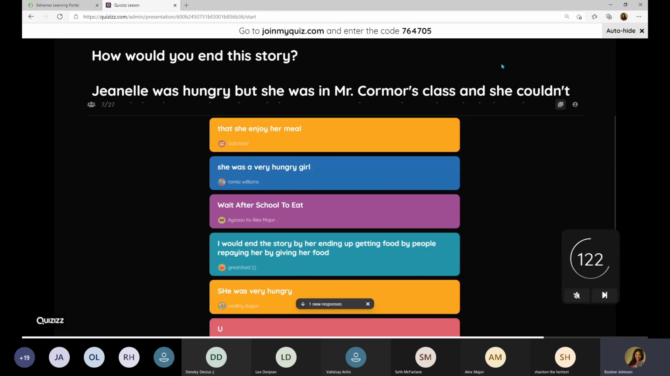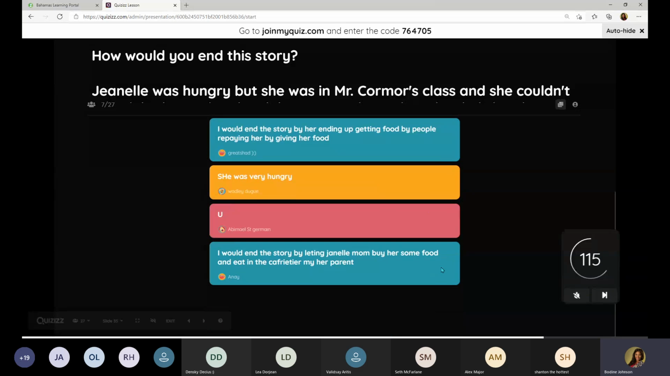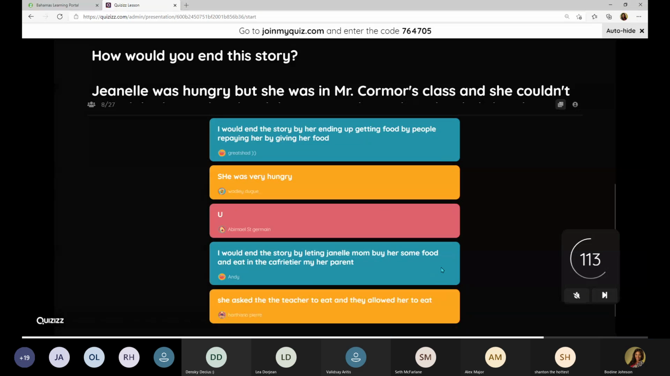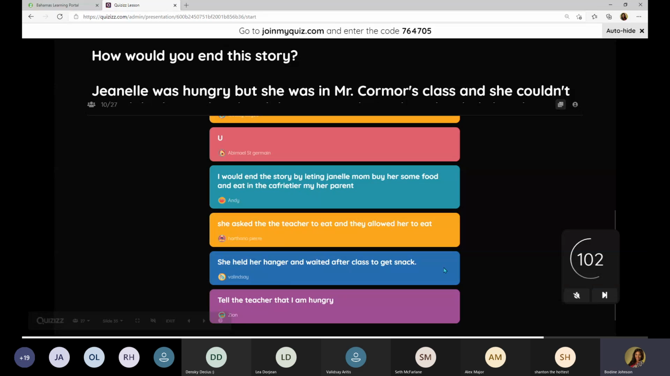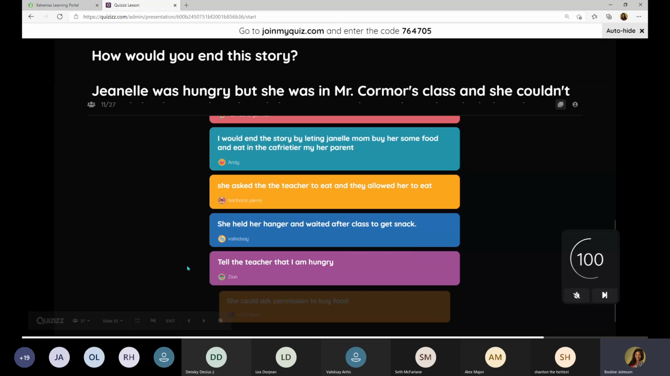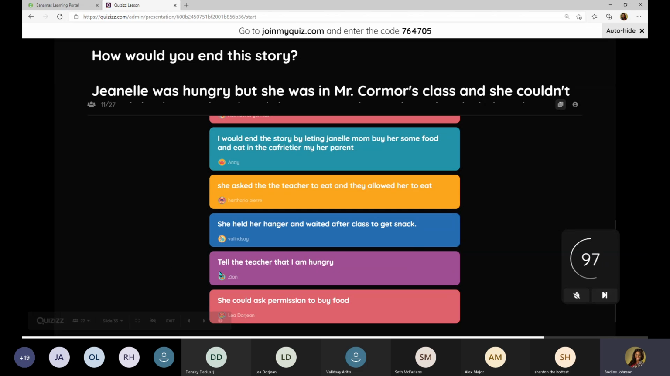This is not how you should end the story. Guys, we're talking about ending the story, so none of these are exactly what I would like. Thank you. She asked the teacher to eat and they allowed her to eat. Okay, she held her hunger and waited until after class to get a snack. That is correct. Zion says she told the teacher that she's hungry, but then what else? She could ask permission to buy.